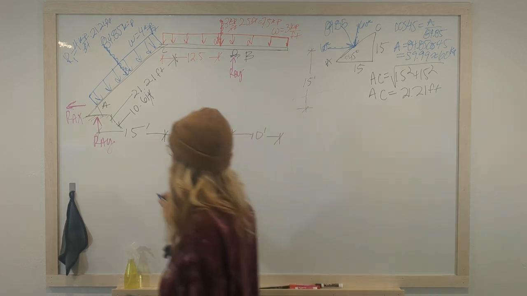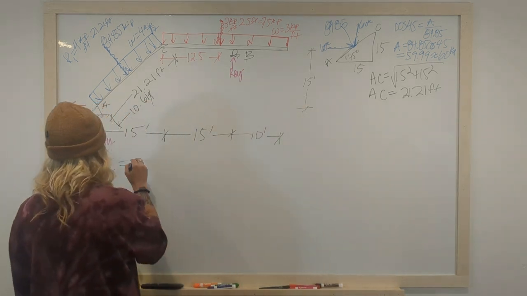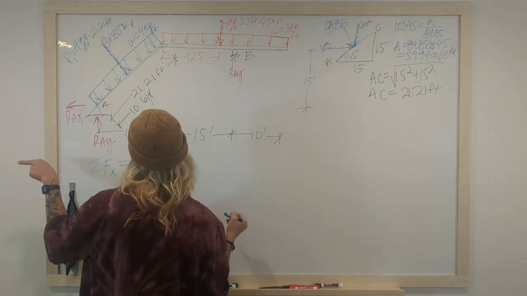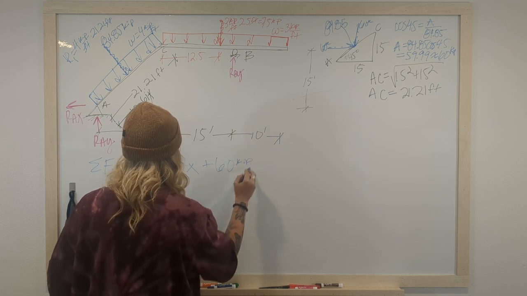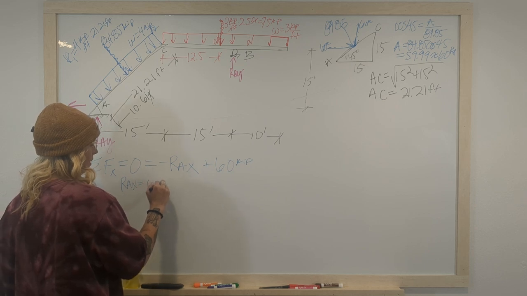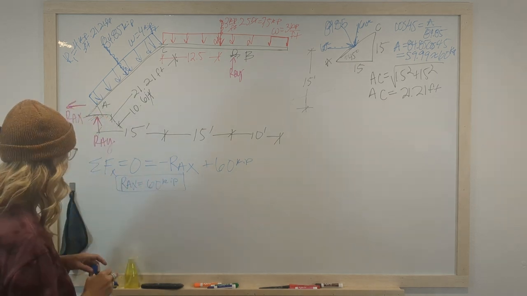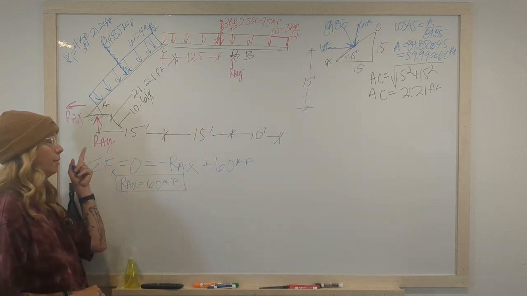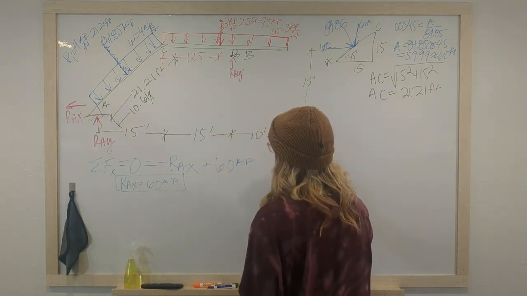So we can do sum of the forces in the x direction is equal to 0. It's equal to negative RAX because I have it drawn going to the left, plus 60 kips. Right? Rearrange, RAX is equal to 60 kips. Okay, that's one reaction down. Now we need to do the sum of forces in the y. But if we do that, we have two unknowns. I'm actually going to go straight to sum of the moments.